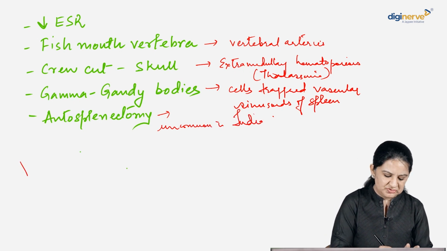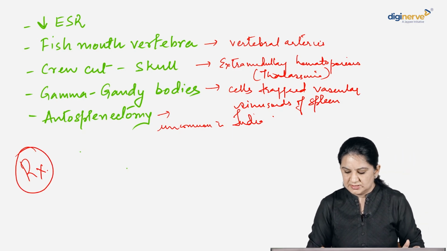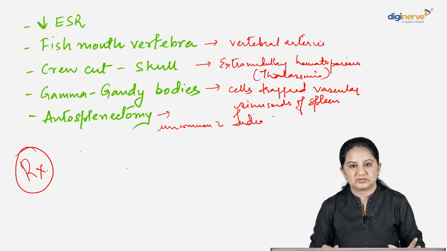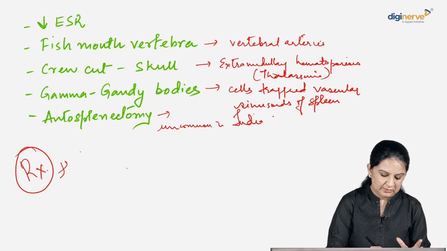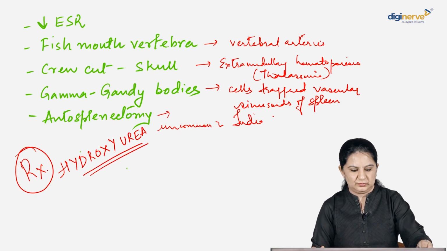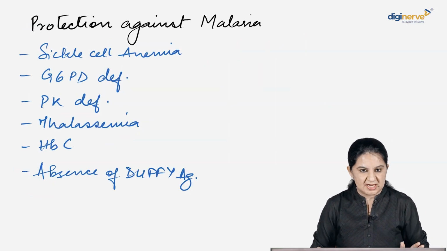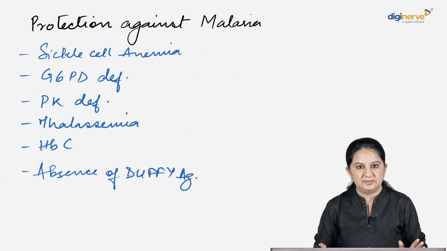Now what is the treatment for sickle cell anemia? See, the problem was deoxygenation. Whenever there was deoxygenation, the cells underwent sickling. Now what do you do? You give drugs which increase the oxygen level, for example hydroxyurea. So the treatment is hydroxyurea.